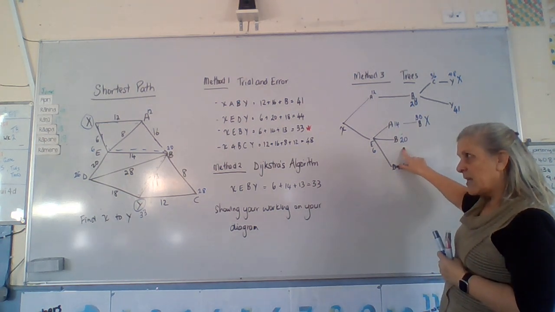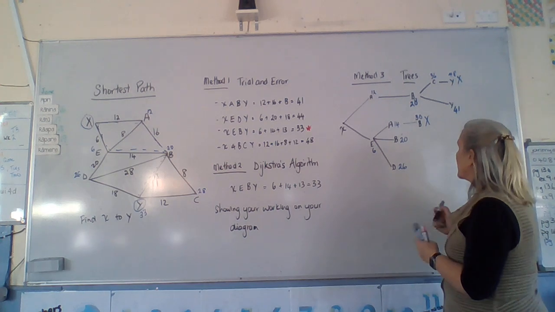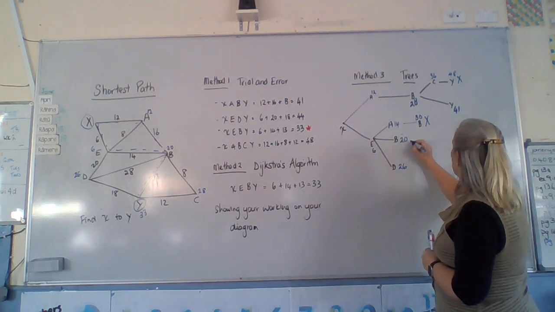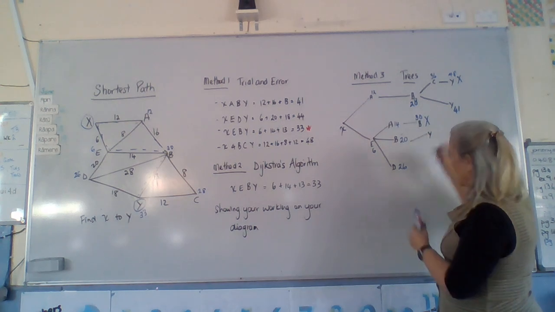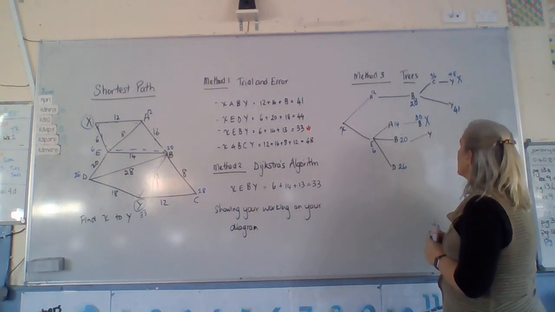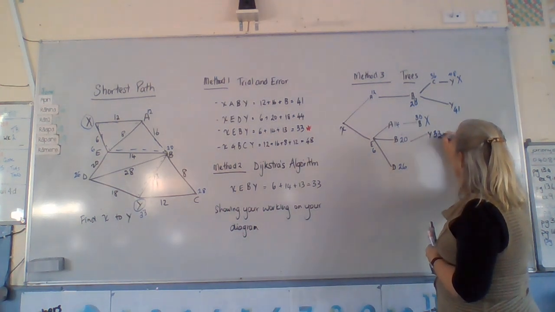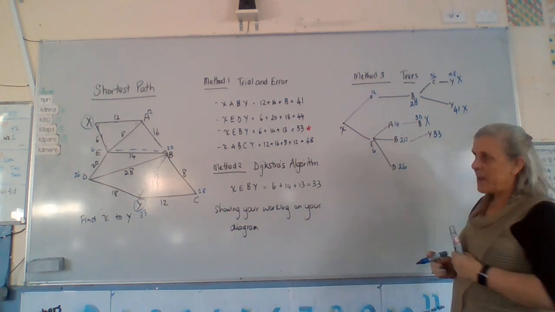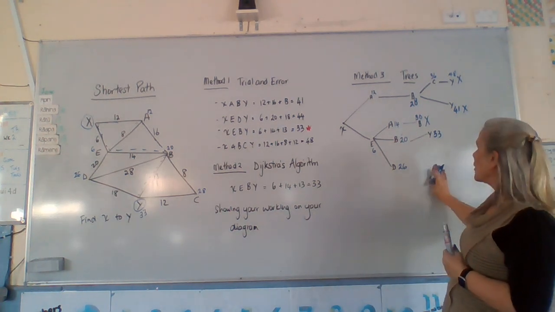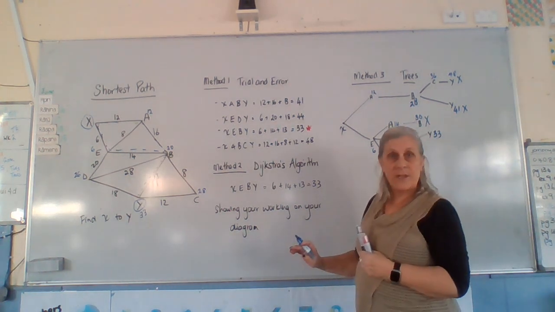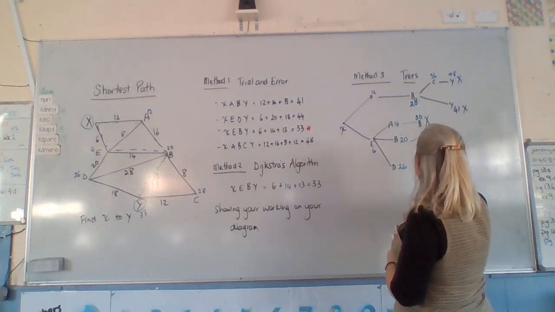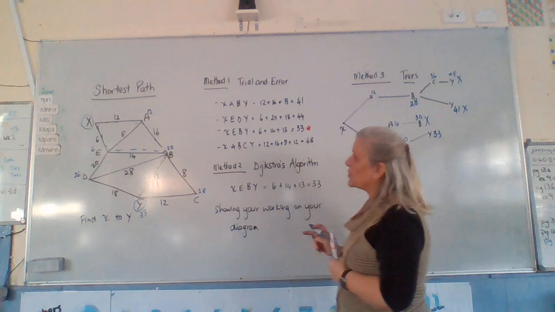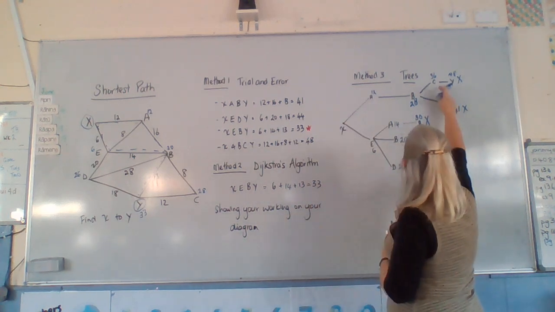From B, how to get from B to Y? Straight there is worth 13, so that's 33. So that one's now not a go, because I'm at Y. Can have a look at the others. Would I write them down? Probably not. So I could go that way again. I'm not going to do that, because that's already too much. We know that this way is cheaper than that way.